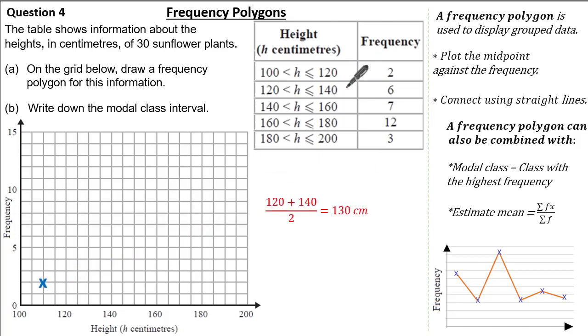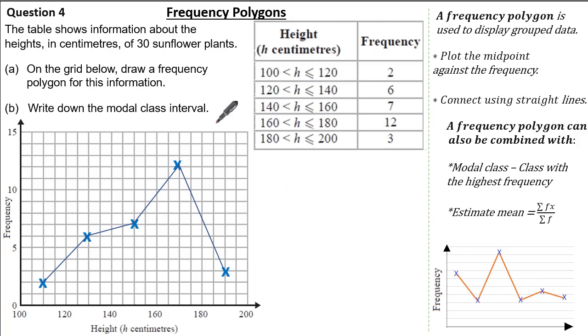The next midpoint would be 130 centimetres plotted against a frequency of 6, which gives me my point here. The next midpoint would be 150 centimetres plotted against a frequency of 7, which gives me my point here. The next midpoint would be 170 plotted against a frequency of 12, which gives me my point here. And lastly, the next midpoint would be 190 centimetres plotted against a frequency of 3, which gives me my point here. Connecting using straight lines gives me my final frequency polygon.